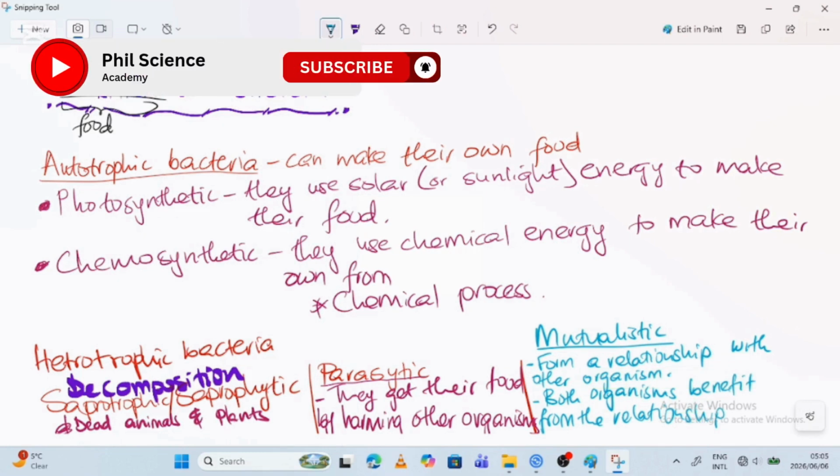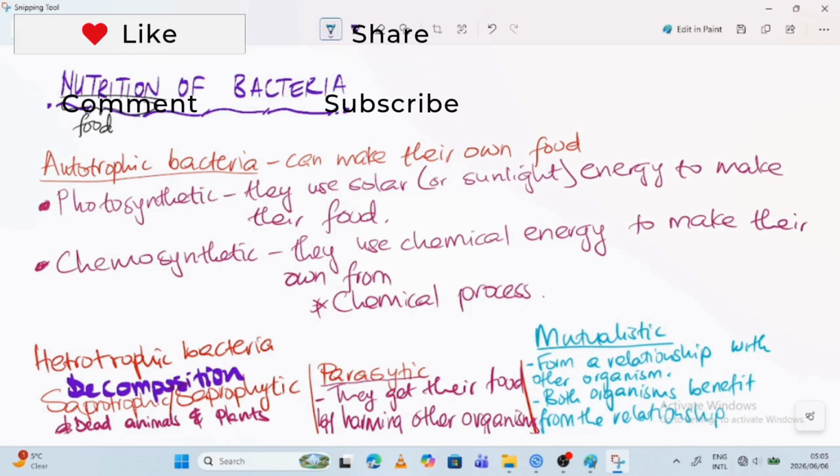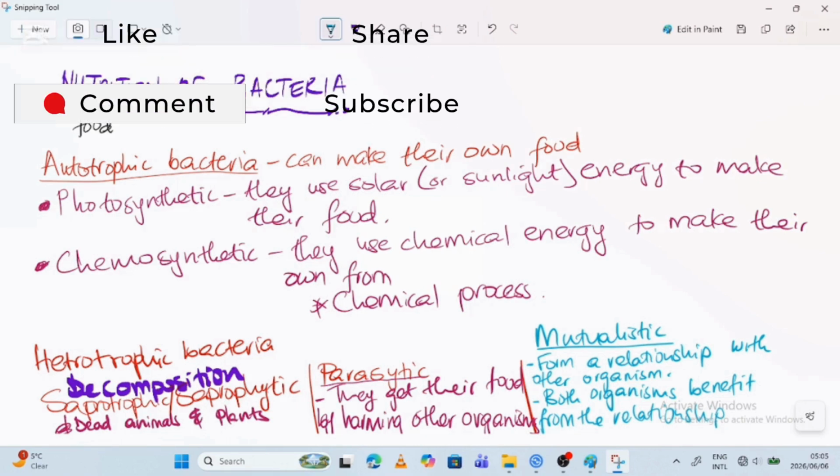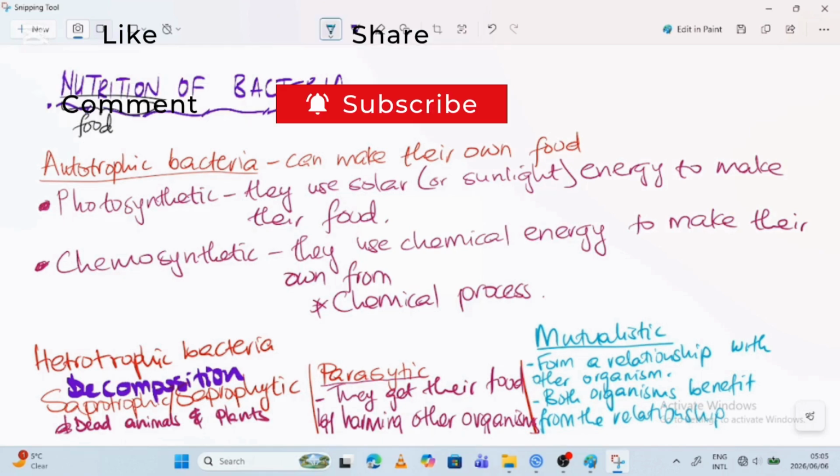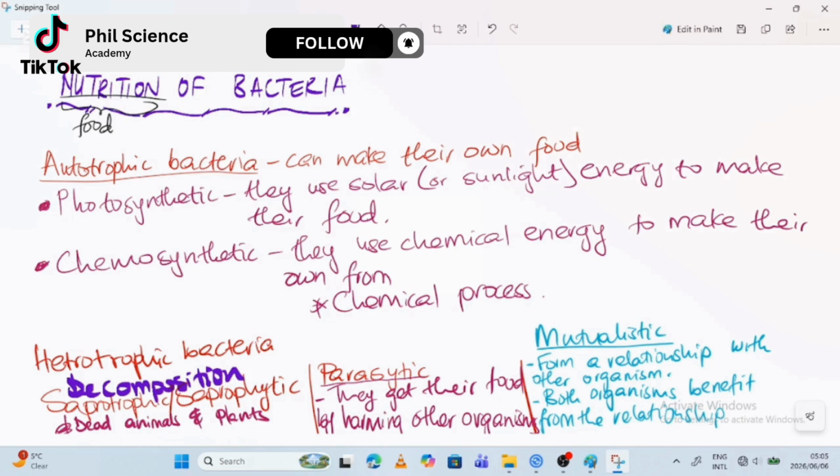So first things first, let's revise. We have autotrophic bacteria. So these are bacteria that can make their own food, and then they use the process called photosynthesis. Hence we say they are photosynthetic. And then another process, it's the chemical process, whereby we refer to them as chemosynthetic, right?